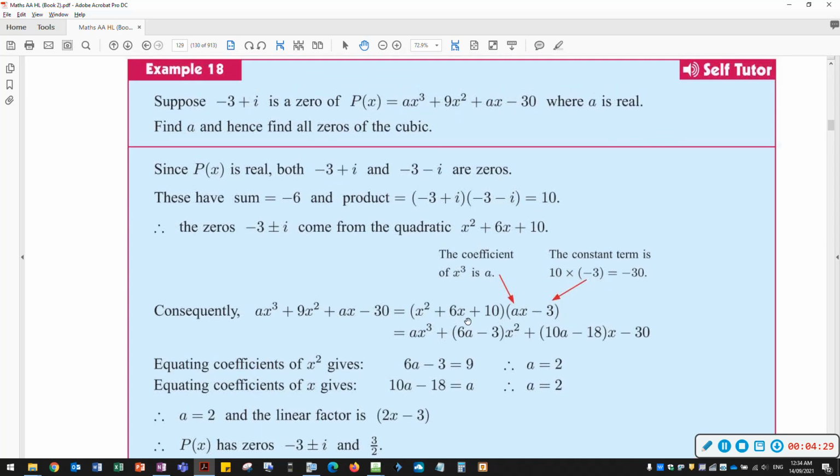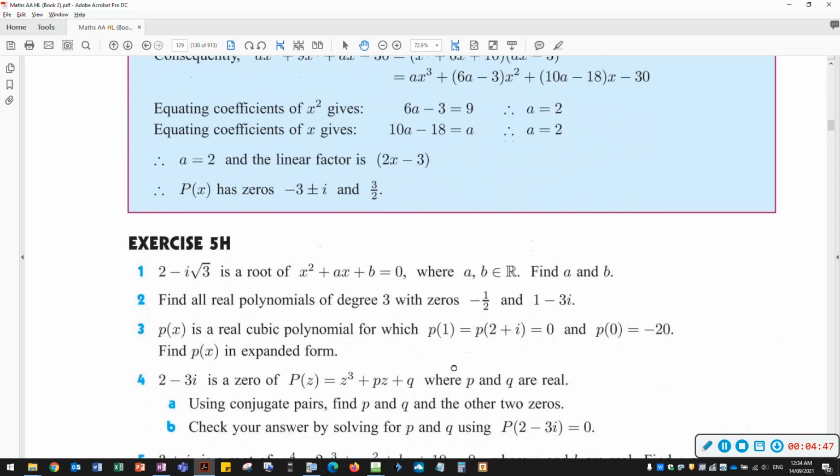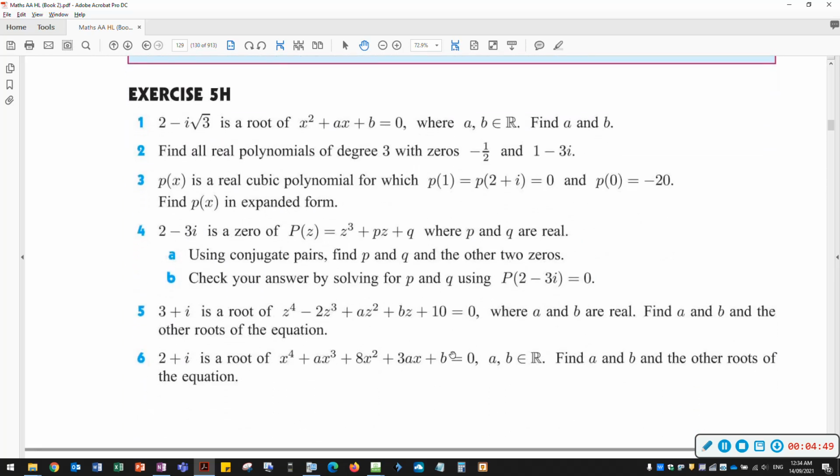Okay, so in this example here, you can quickly see they say that negative 3 plus i is a 0. So that means you immediately can just say negative 3 minus i is another 0. Alright? So knowing that, then they can continue on with this question. We won't look at this one, but that's just the idea of how it works.